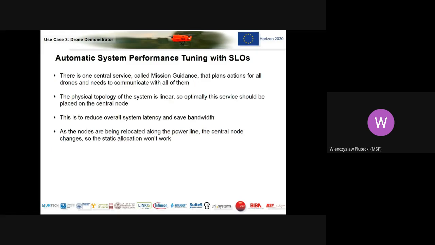And we have this main service, which is the brains of the system, and it needs to communicate with all of the drones. So ideally, it should be placed in the center node so that we can reduce the system latency, because if it's placed on the edge node, all the data needs to travel through all the nodes in the system.